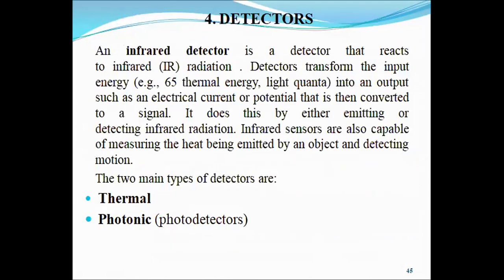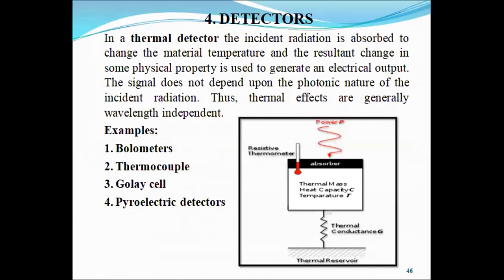And a very important part of the infrared spectrophotometer is the detector. An infrared detector is a detector that reacts to infrared radiation. Basically the detector detects the absorption of the infrared radiation by the sample. We have two main types of detectors: one is thermal, the other is photonic or the photodetectors. Let's see one by one. In the thermal detector, we have many examples like bolometers, thermocouple, Golay cell, pyroelectric detectors. All four come under the thermal detector.